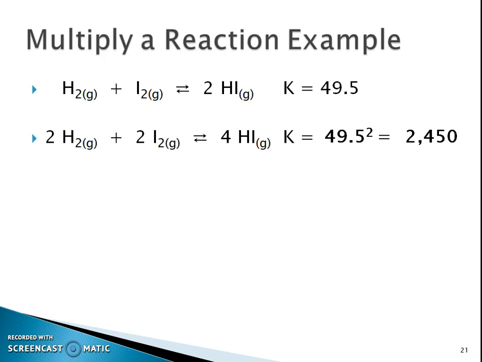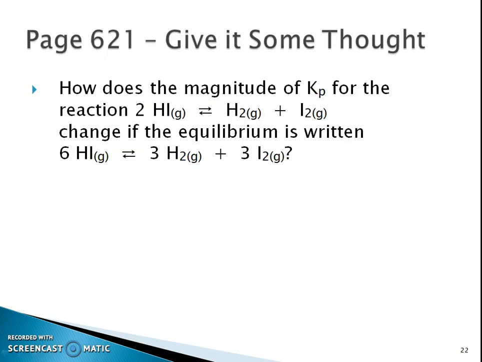So again, if you're really not truly understanding, please, please, please come up with some numbers, come up with a molarity for each of these substances, plug it into K, and then do the doubling of the reaction. Square those coefficients, make those exponents bigger, and see what it does to your K value. Give it some thought.